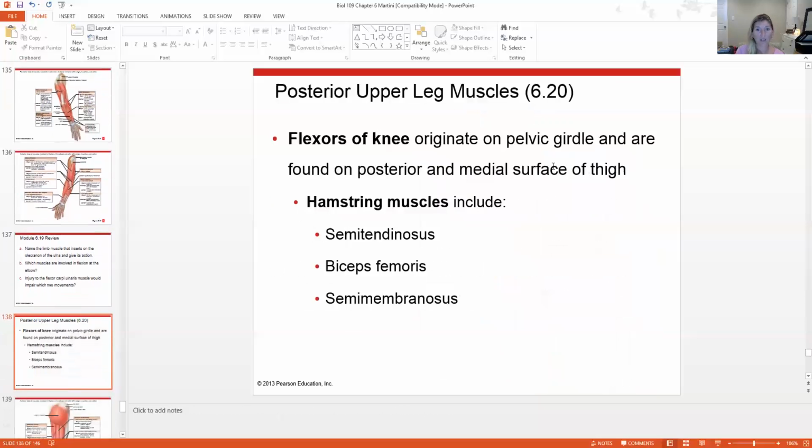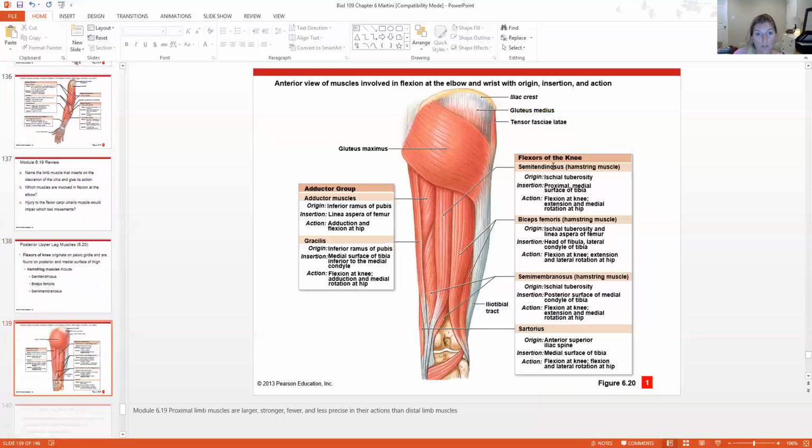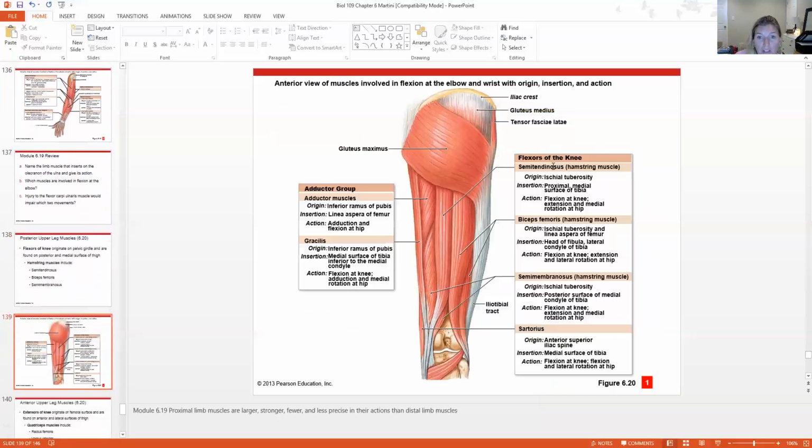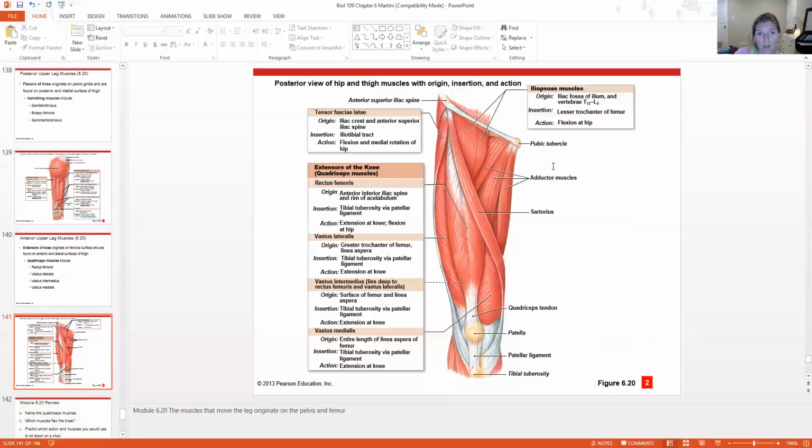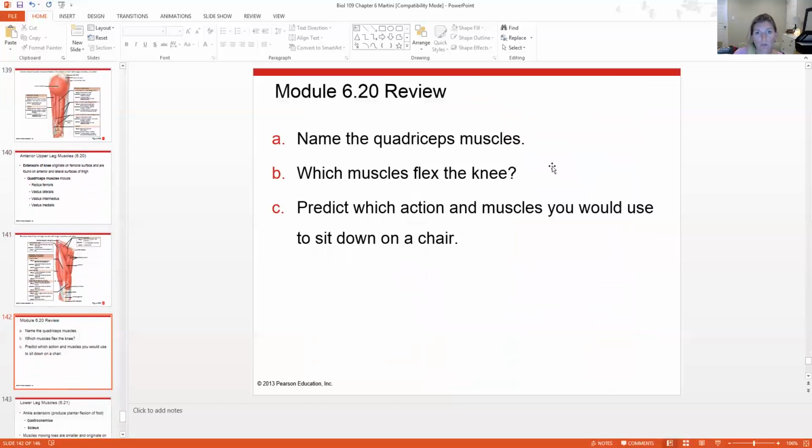The flexors of the knee all originate on the pelvic girdle. They hold our thigh together. These would be our hamstring muscles. You should know the 3 hamstring muscles. That's a good test question there. These are the flexors. On our legs, the flexors are on the back. Extensors are on the front. Extensors are quadriceps muscles. Again, you should know the 4 quadriceps muscles. There they are. All of our extensors are on the front of the leg. So you can pause the video, go back, and answer these questions.